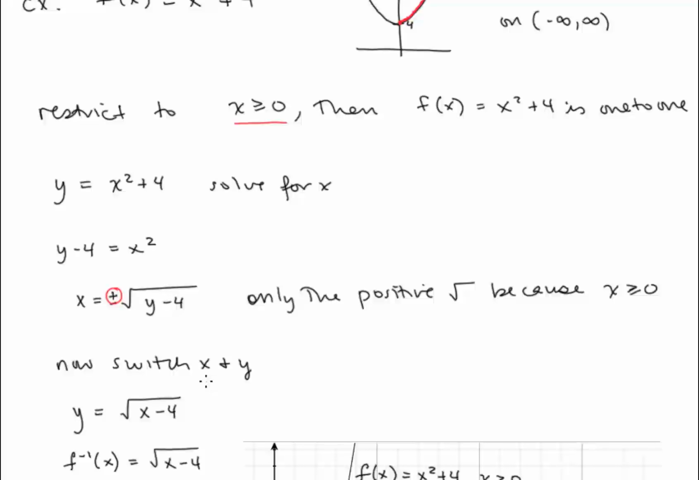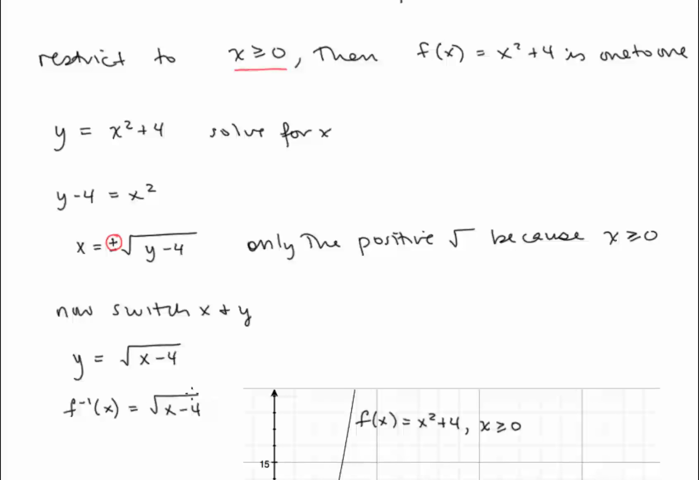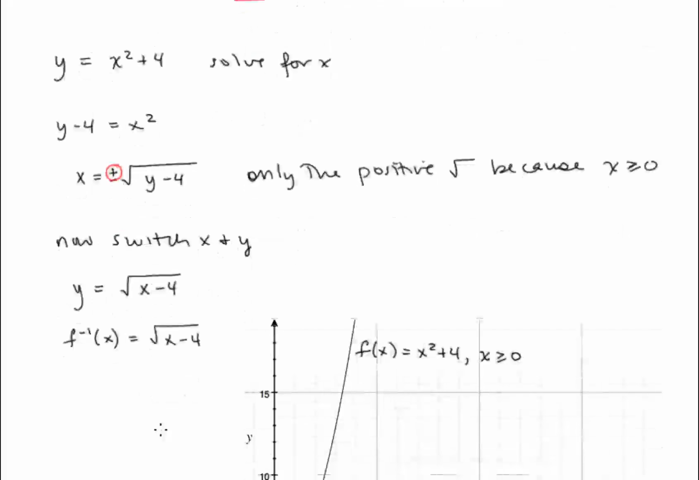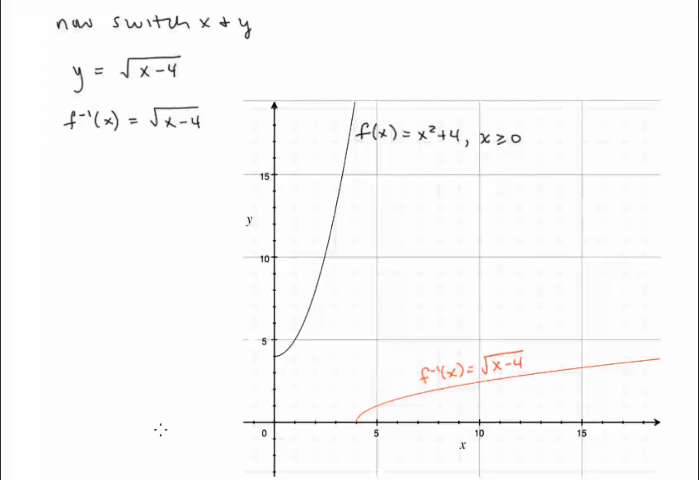So now we can switch x and y. y is equal to radical x minus 4, and that is our inverse function. So taking a look at the graphs, we have f of x equals x squared plus 4 for x greater than or equal to 0. That's this part of the parabola. And its inverse function, f inverse of x, is equal to radical x minus 4.